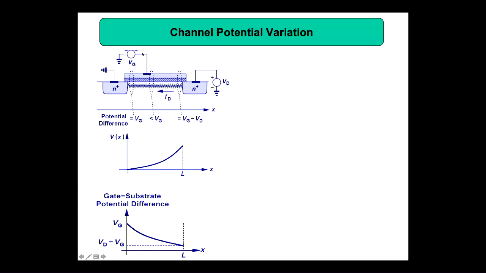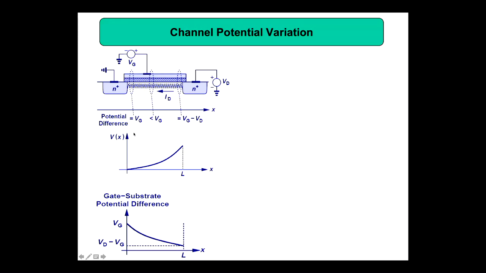Here this is VG. When you connect a positive voltage, you will be getting positive charges here. Because you are operating in the triode region, the potential difference across this region is different because of the resistance variation. So this is VG, and then VG with respect to this point is different, VG with respect to this point is different, and VG with respect to this point is different.